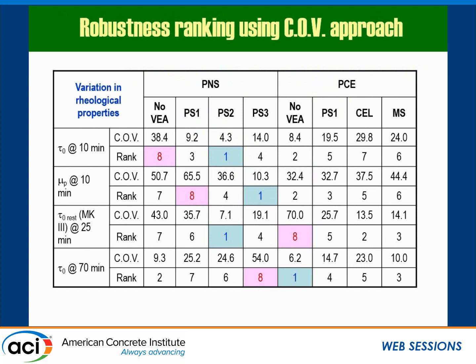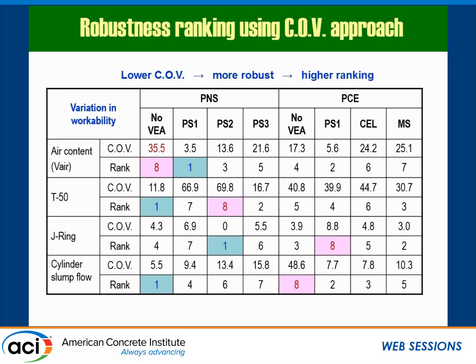So the approach here was to look at the coefficient of variation, standard deviation divided by the average. And here are the different responses, and I'm not going to go through them, but these are the 8 mixtures. And for each of these mixtures, for each of the responses, we determine the coefficient of variation, and we simply rank them between 1 and 8. 1 is the lowest coefficient of variation, and 8 would be the highest. So you go through that.